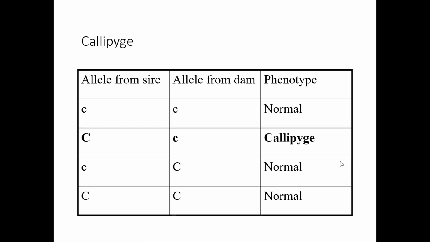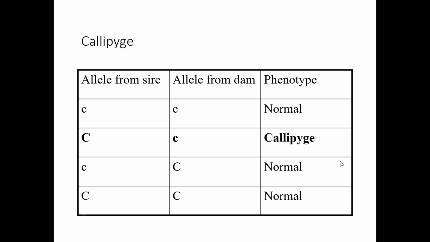Here we have a chart that shows what genotypes will give us what phenotype. Two little c's from the sire and the dam will make the animal normal. A big C from the sire and a little c from the dam gives us Callipyge. A little c from the sire and a big C from the dam makes the animal normal. And two big C's from the sire and the dam make the animal normal.